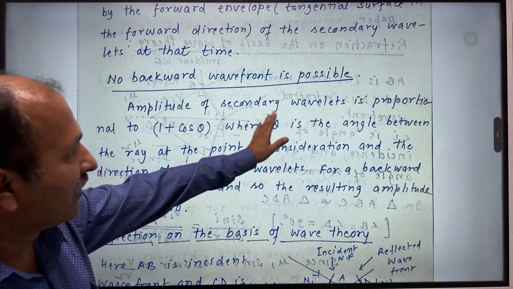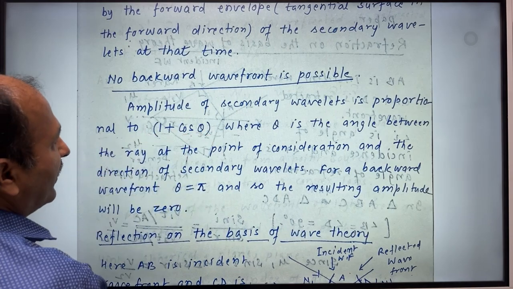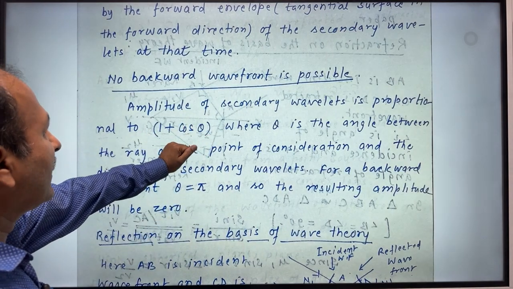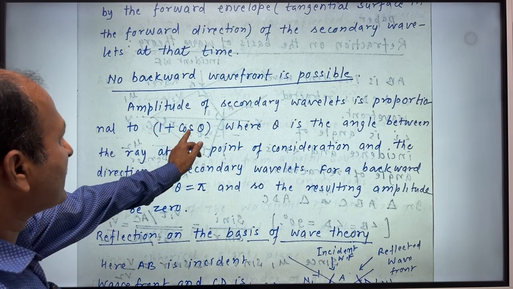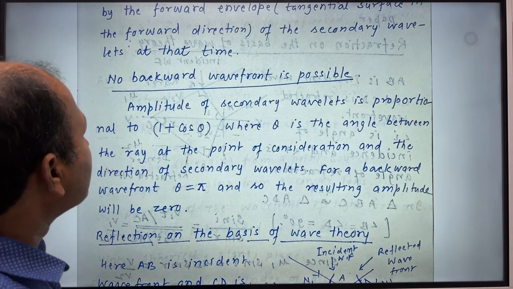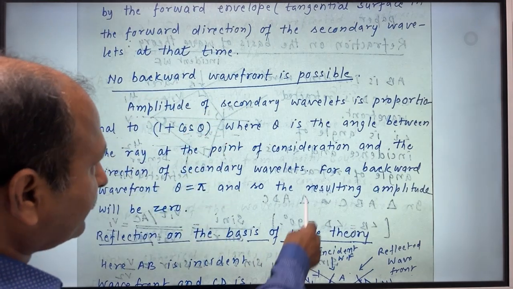Amplitude of secondary wavelets is proportional to 1 plus cos theta. If you move backward, then what will happen? Theta will become 180 degrees and cos 180 is minus 1. So 1 plus minus 1 will give 0. So that is why we say that backward wavefront is not possible.